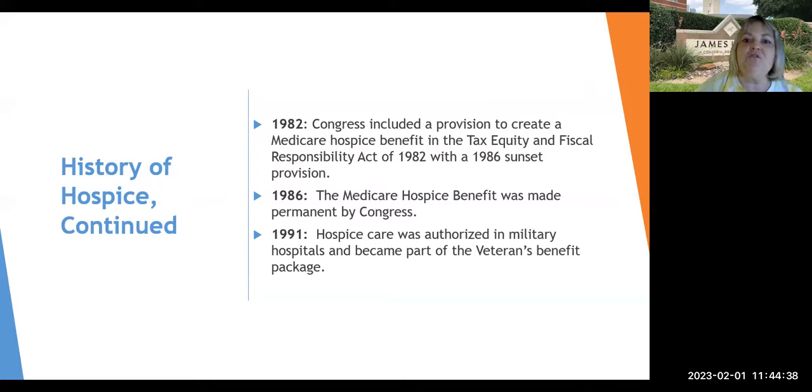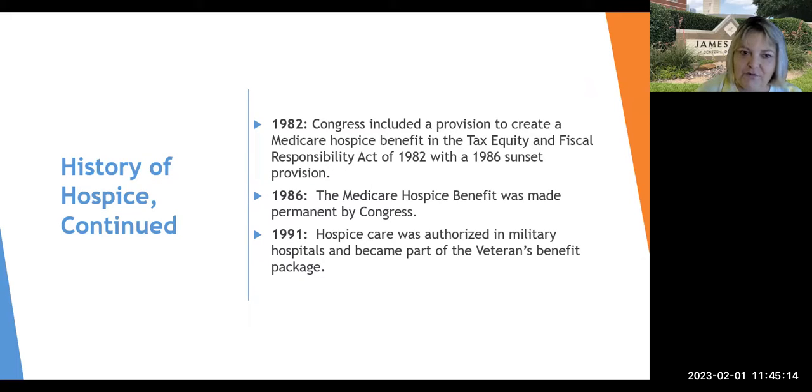Now, 1982, Congress introduces a provision to create a Medicare hospice benefit in the Tax Equity and Fiscal Responsibility Act of 1982 with a 1986 sunset provision, meaning that it expires automatically rather than renews automatically. But in 1986, Congress did something. They made Medicare a hospice benefit. The Medicare hospice benefit was made permanent in 1986.